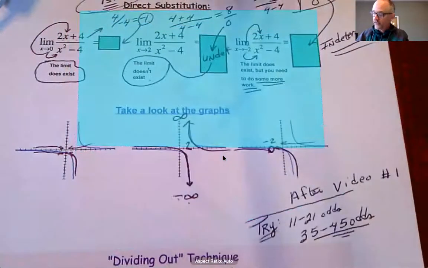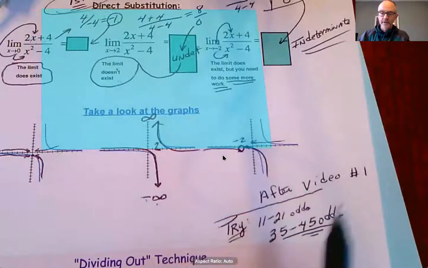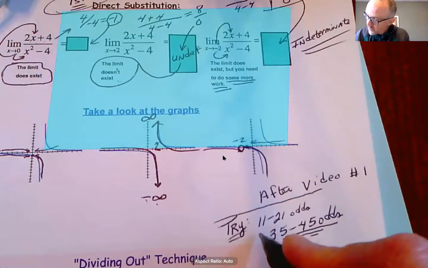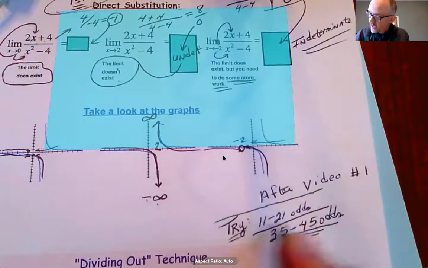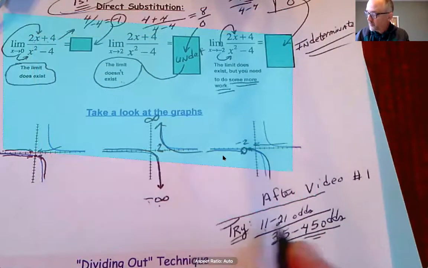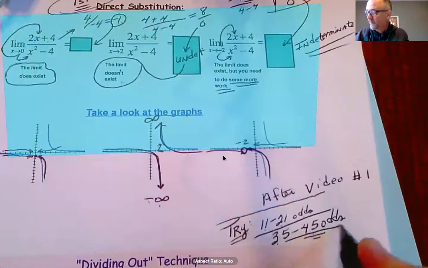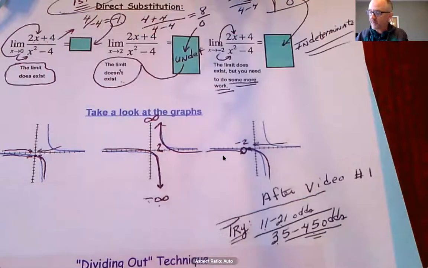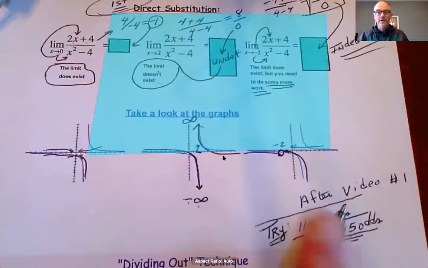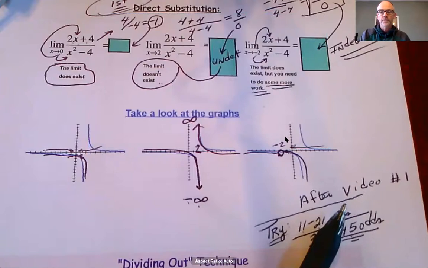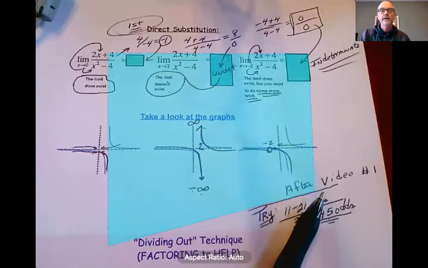So video 1 is done. I said after video 1, you could try these. You could just quit listening for a while and go do your odds, 11 through 21 odds and 35 to 45 odds. You can do it right now if you want, and then come back and listen to video 2. So direct substitution was the ticket in this one. Hopefully it made sense, and it shouldn't be that difficult. All right, I'm done. Continue your assignment. Come back to video 2 in just a little bit.